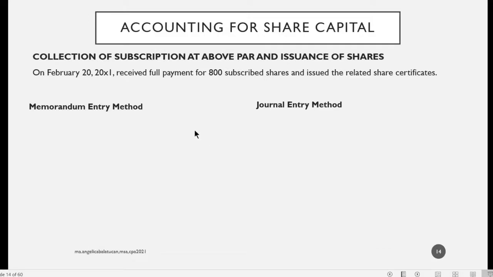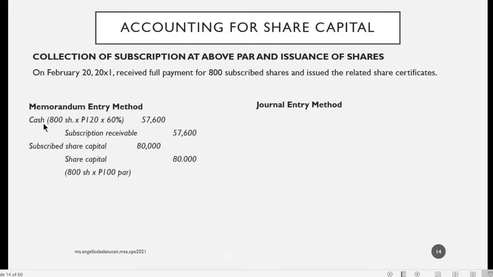What if we collected some of the subscriptions on February 15? So received full payment for 800 subscribed shares and issued the related share certificates. So that's debit to cash, 800 times 120 times 60%. So why is it 60? Because 40% was already paid last February 15. So let's check. So you have 800 times 120 times 60%.